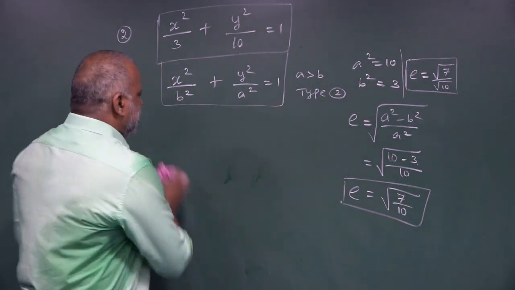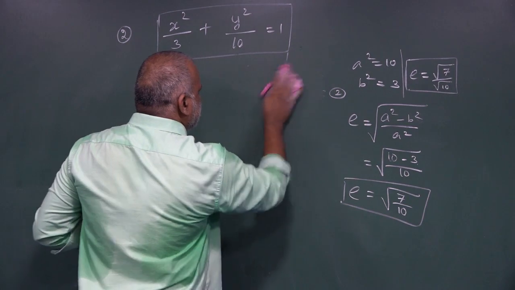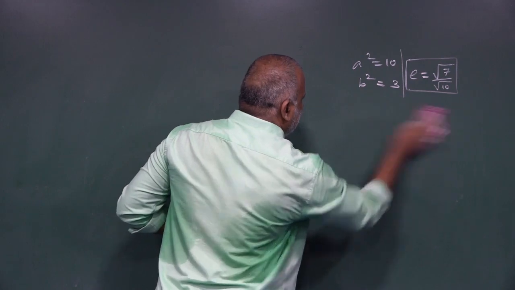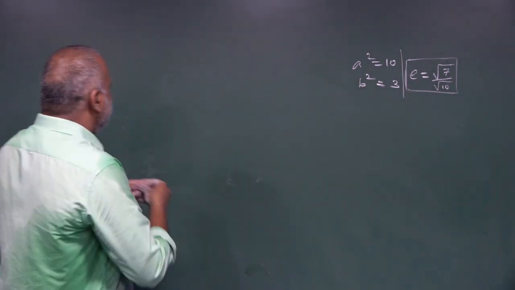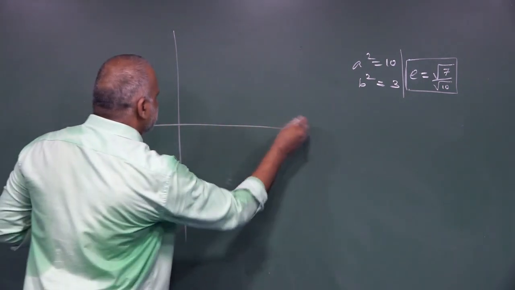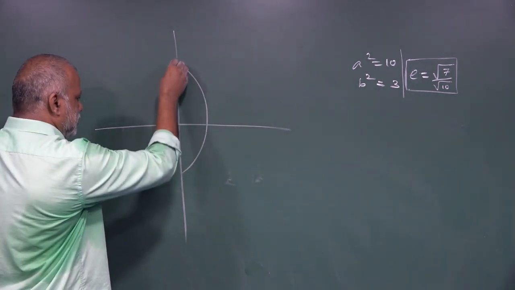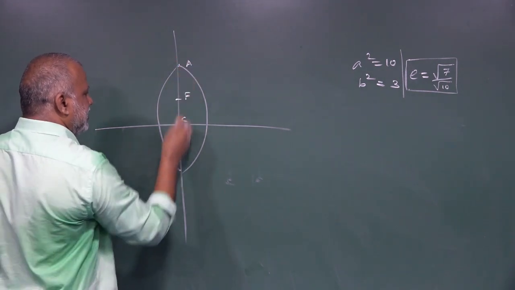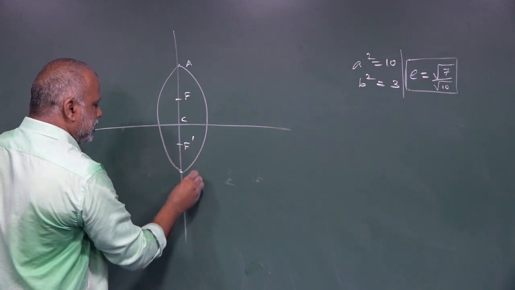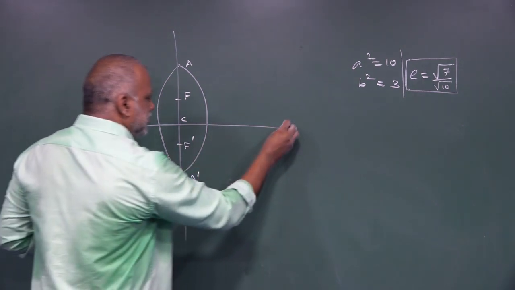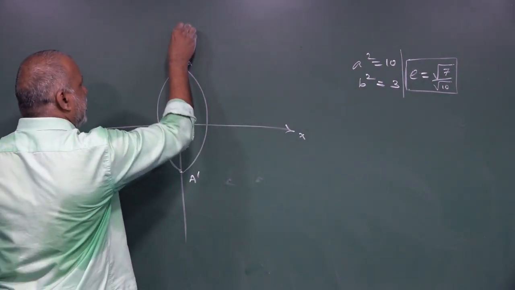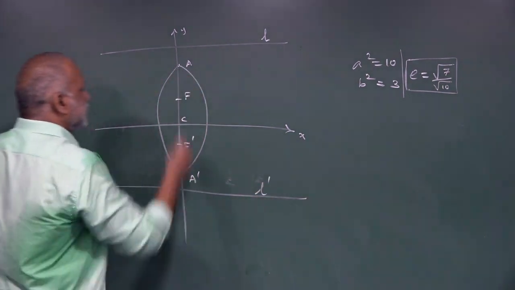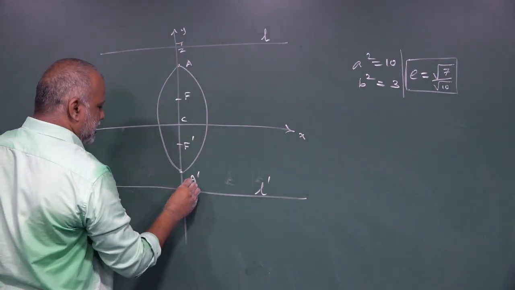Now see, immediately I can draw the diagram. It belongs to type 2, which means draw an ellipse. See here, center, foci, vertex A. Here one more focus, F dash. Here one more vertex, A dash. This must be x-axis, then y-axis. This is L. This must be L dash. It is the point Z, then it is Z dash.